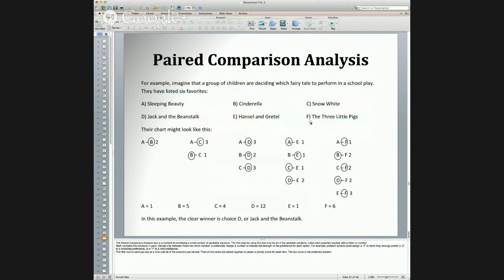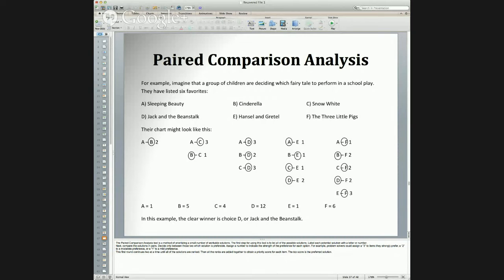The paired comparison analysis. The paired comparison analysis tool is a method of prioritizing a small number of workable solutions. The first step for using this tool is to list all of the possible solutions. Label each potential solution with a letter or number as you see in front of you. Next, compare the solutions in pairs: A compared to B, B compared to C, C compared to D.